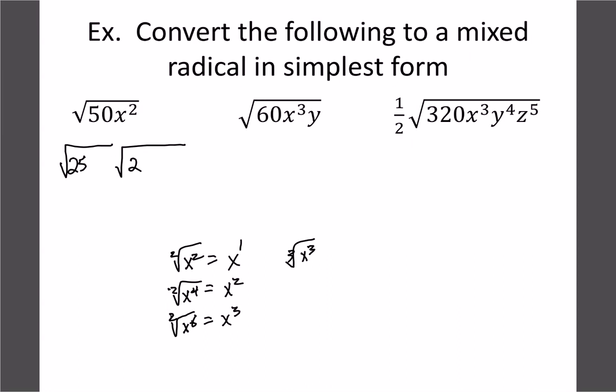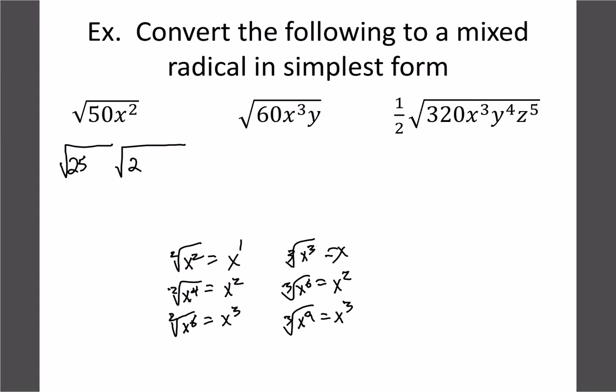And then if we had cube roots, we have to have multiples of 3. So cube root of x cubed is x. Cube root of x to the 6th would be x squared. Right? We're still dividing. 6 divided by 3 is 2. Cube root of x to the 9th would be x cubed, and so on. So for square roots, we want to pull out 2, 4, 6, 8, and so on. Cube roots, 3, 6, 9, 12. Fourth roots would be 4, 8, 12, and so on.